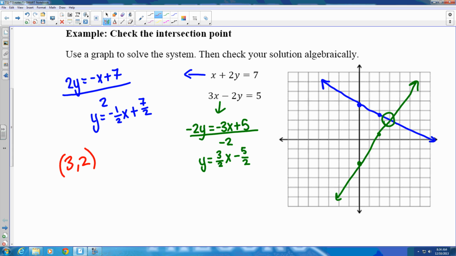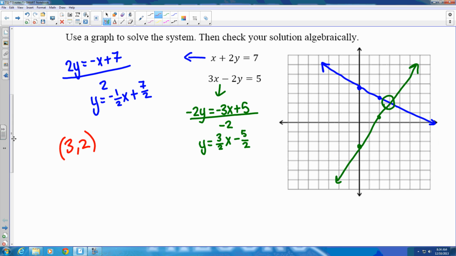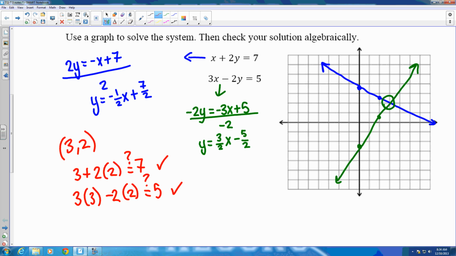Because my line could be not straight, or I could have ended up curving it or something, I need to test my solution. If I got the intersection point of 3, 2, I have to plug that into both functions, and I'm probably going to use the original functions because they don't have fractions. I'm going to plug it into both and make sure that it works. So 3 plus 2 times 2, we want to know if that's equal to 7, which it is, so that one works. And then 3 times 3 minus 2 times 2, we want to know if that's equal to 5, which it is, so we know that 3, 2 is in fact our solution to the system.